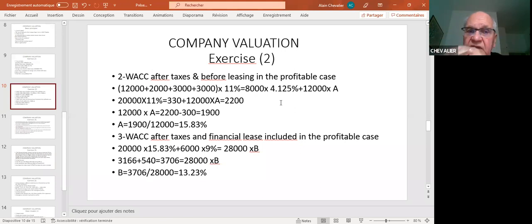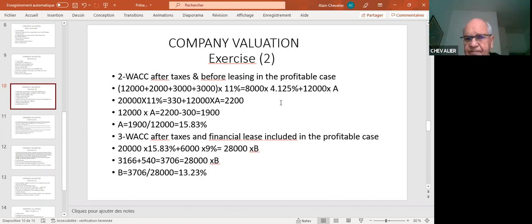But we are in one specific case. We are after taxes. We are before leasing, and we have made the hypothesis that the firm is profitable. Now we move to another case, because of course you have several cases here. We are with the WACC after taxes, still the same situation. We include a financial lease here, and we are still in the profitable case.